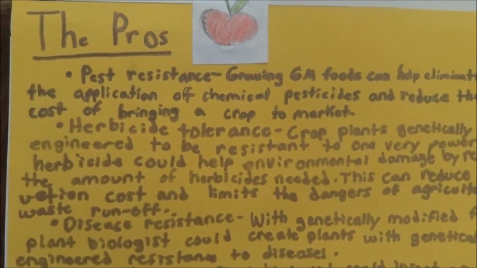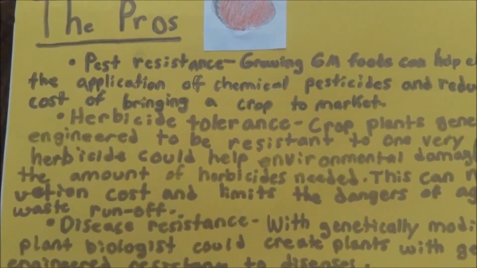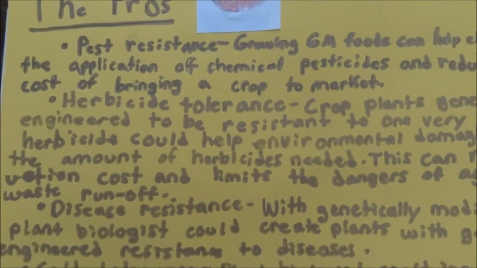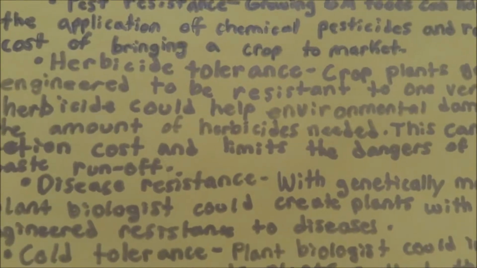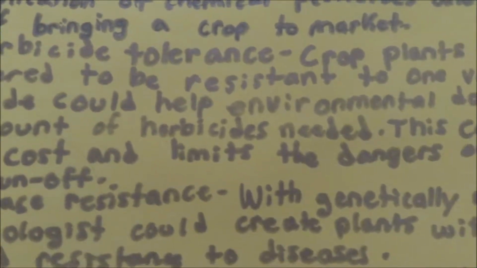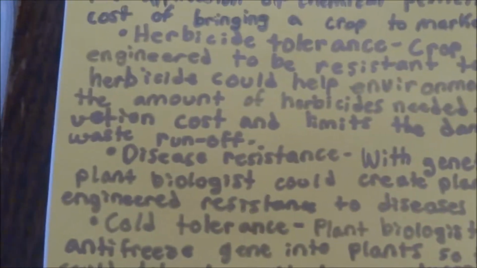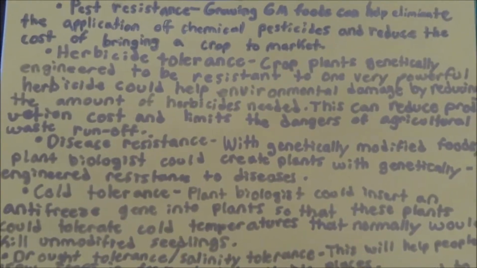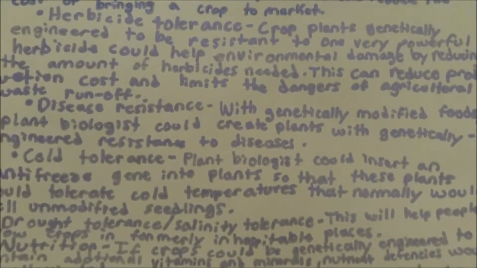The pros of genetically modified food is that they're pest resistant. Growing GM foods can help eliminate the application of chemical pesticides and reduce the cost of bringing a crop to market. It also has herbicide tolerance, so plants genetically engineered to be resistant to one very powerful herbicide could help reduce environmental damage by reducing the amount of herbicide needed. This can reduce production costs and limits the dangers of agricultural waste runoff.